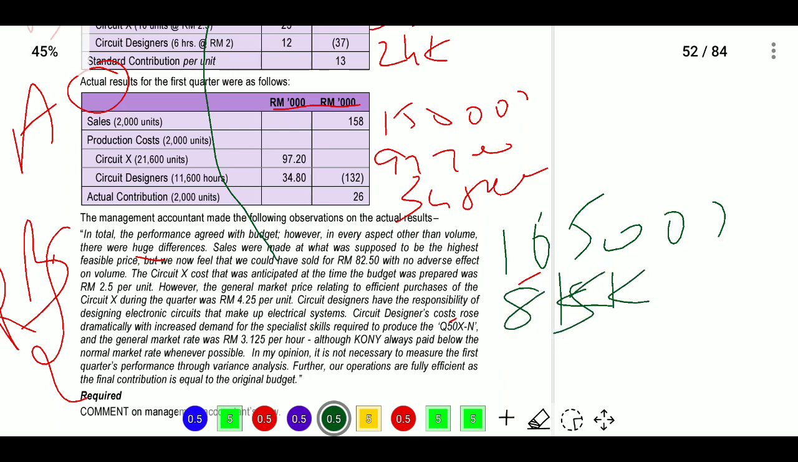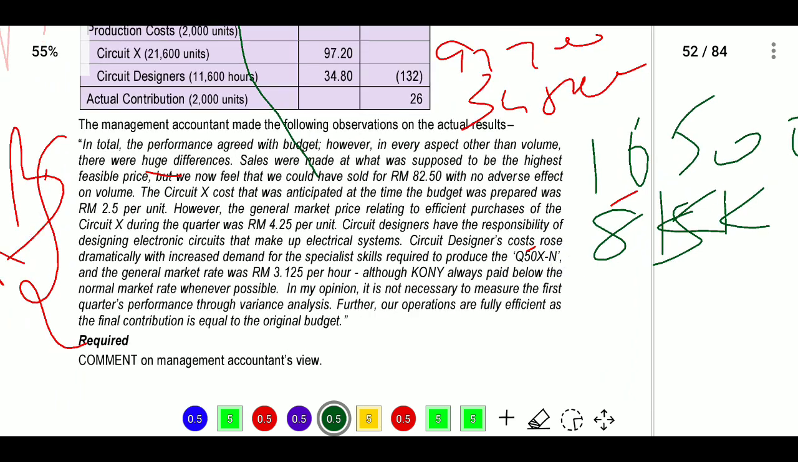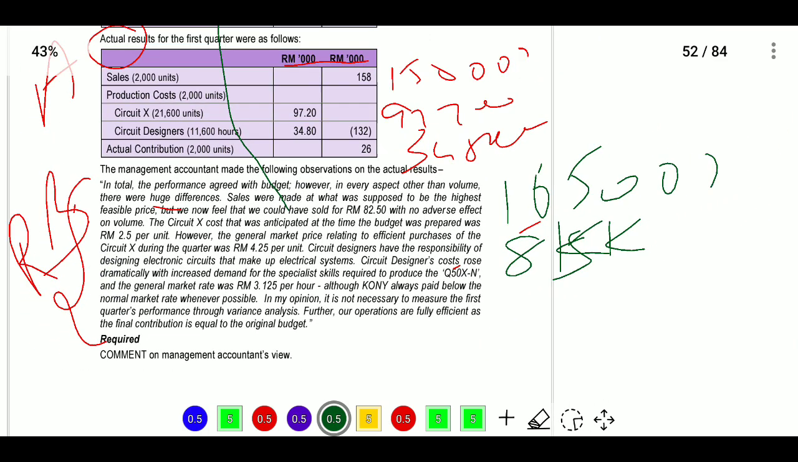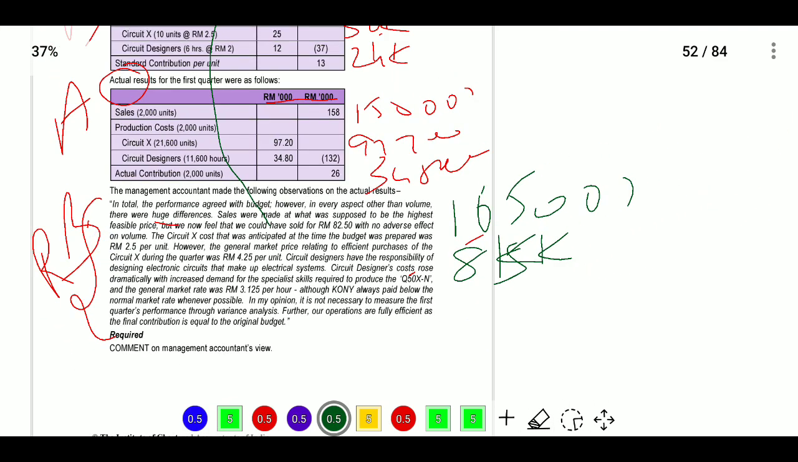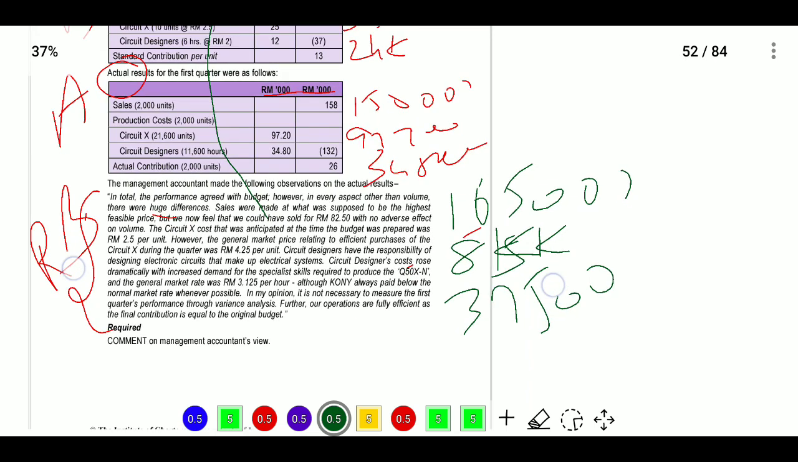Next, circuit designers have the responsibility of designing electronic circuits that make up electrical systems. The circuit designer cost and general market rate will be 3.125. So 12,000 hours into 3.125 will become 37,500. So we have calculated budgeted, actual, and revised budget.